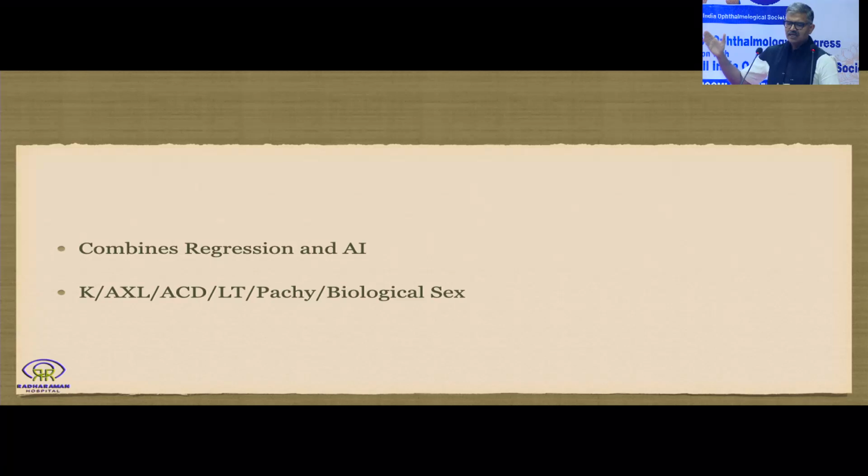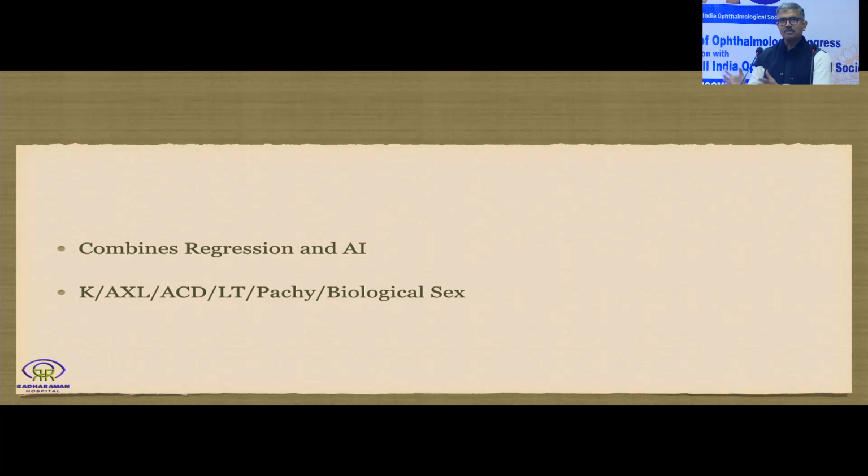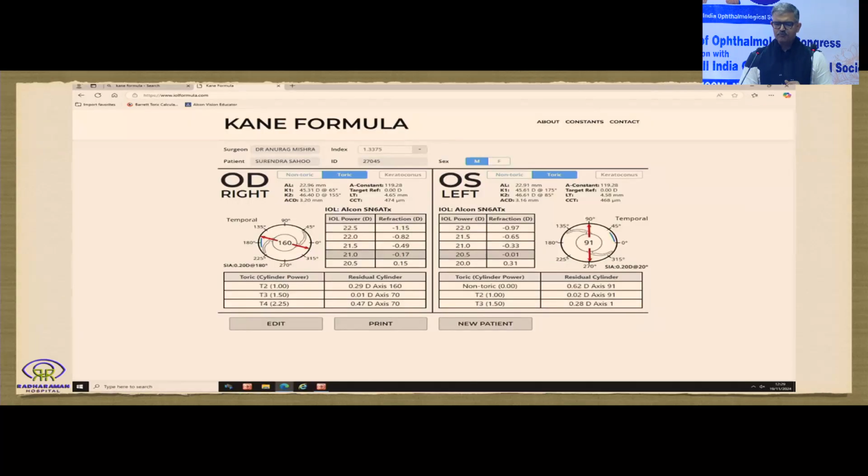No other formula has it. Sometimes even the Holladay fails, and that's when I resort to the Kane formula. The Kane formula is something that interestingly has the K, AXL, ACD, LT, and CCT, and apart from all these, it also takes into account the biological sex of the patient. Kane formula is a very good formula when it comes to keratoconus. So if you have a cone that is not progressing, that is a stationary cone, and you want to go ahead with the cataract surgery, the Kane formula is the one that I choose.